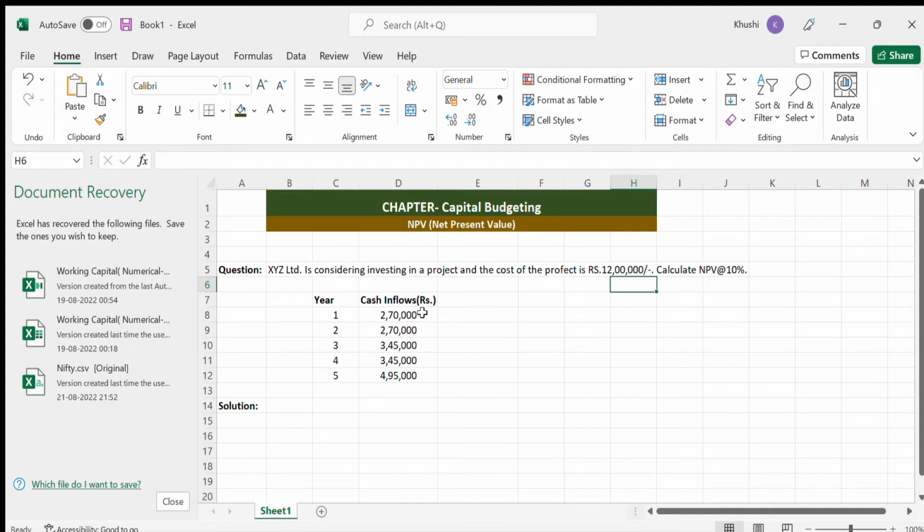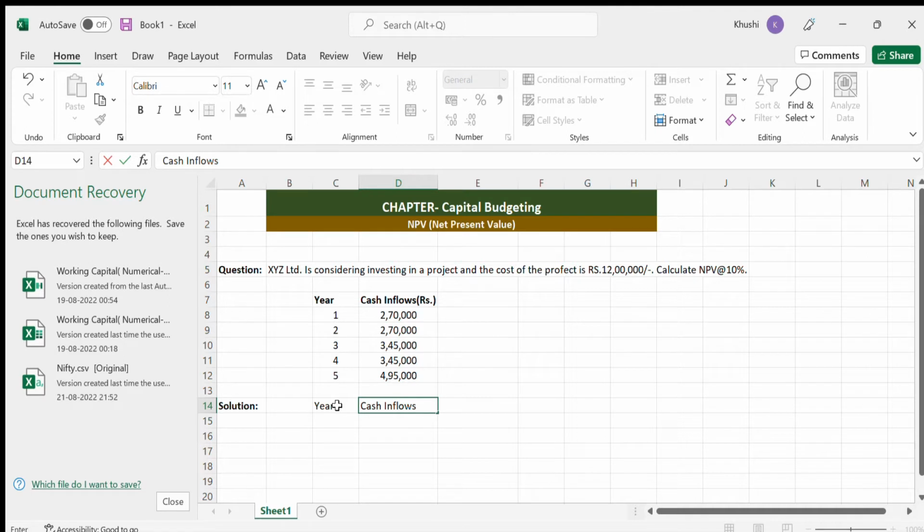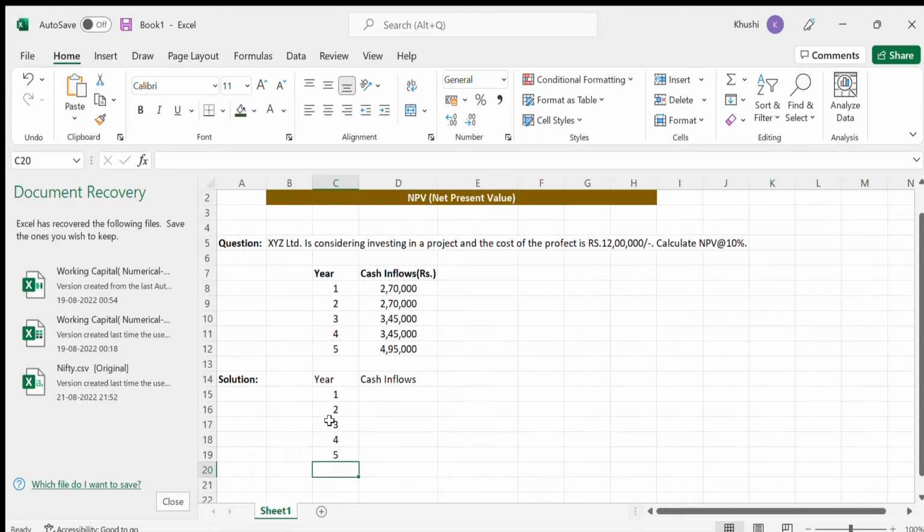Now let's try to calculate the NPV. For calculation, firstly, we need to write the year column again in the solution, and then the cash inflows column, which is already given in the question. We just need to copy it down. First, let's link it. We can write it also. Now we will link it as the numbers are big. So let's quickly link it.